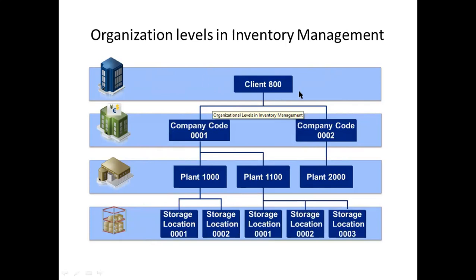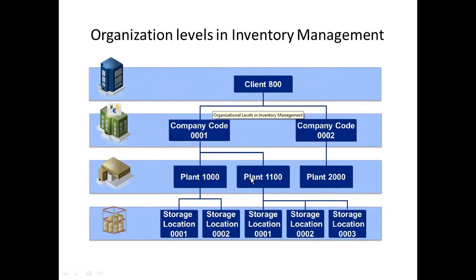Okay. So now we have a client and company codes. In this case, we have two company codes. One is 0001 and one is 0002. Under 0001, we have plant 1000 and plant 1100. And under company code 0002, we have plant 2000. And under the respective plants, we have storage locations also.